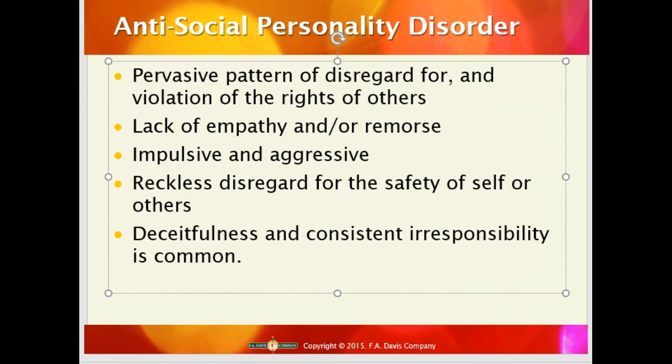For your antisocial personality disorder, there's a pervasive pattern of disregard for and a violation of rights of others. They have a lack of empathy and remorse. They're impulsive and aggressive. They have a reckless disregard for safety for themselves or others. They have deceitfulness and a consistent irresponsibility. This usually begins in childhood or early adolescence and continues in adulthood. They have a failure to conform to social norms, and they typically have legal problems or some type of criminal behavior.